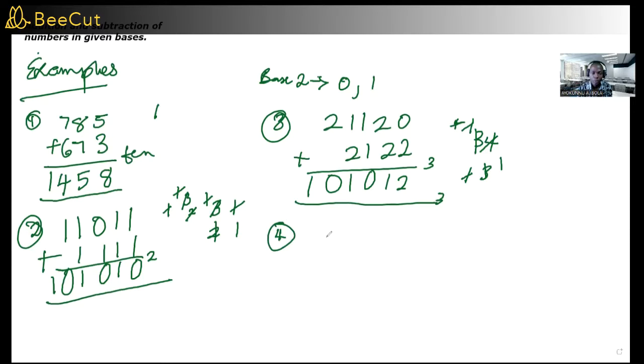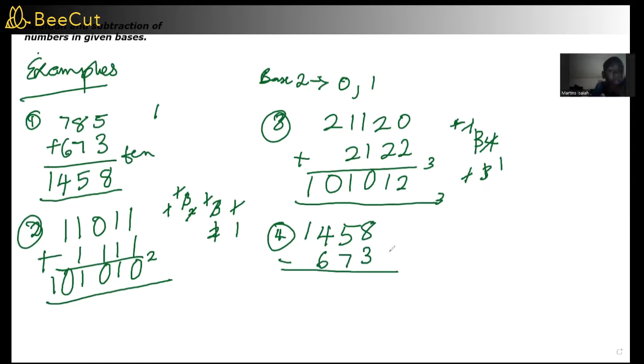Let's solve this one before you write. Number 4. Let's assume you have your 1458 from question 1. You want to subtract 673. Are you with me? Yes, sir. 8 minus 3 is easy. Yes or no? Yes, sir. And that is 5. But 5 minus 7 is not easy because 5 is a smaller number.